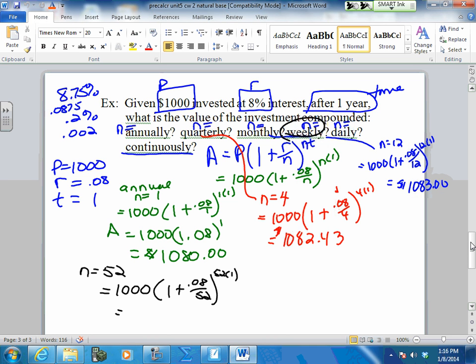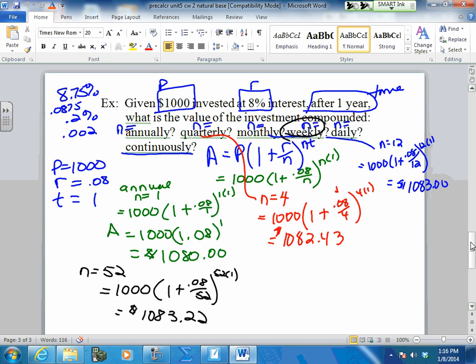So, weekly, we get... now remember this is money, so go two decimal places. That's what we get a week? No, that's what you get by the end of your year. Your time is still one year. We didn't change your time.